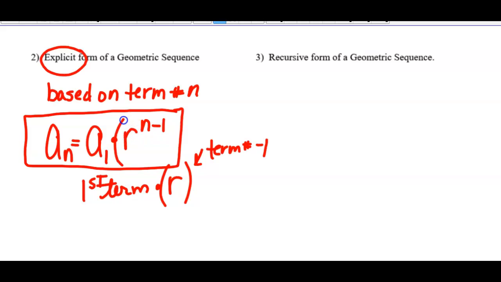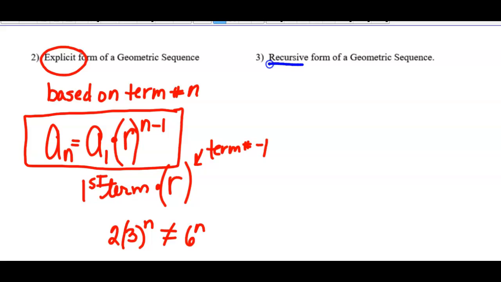And be careful, you cannot multiply these two numbers together. Everybody get that? You cannot simplify. Just like when we did the log chapter, if we had 2 times 3 to the n, that does not equal 6 to the n. Do not do any crazy business. Okay?